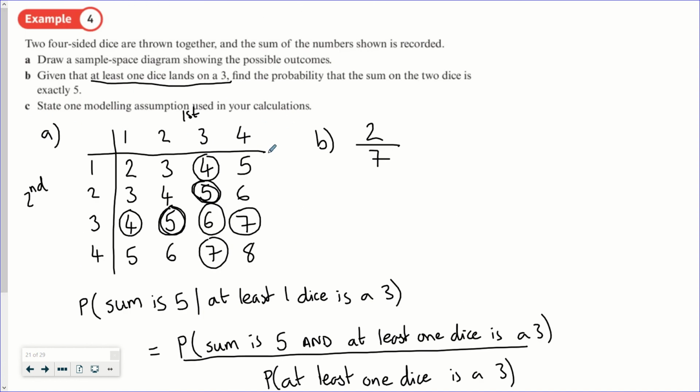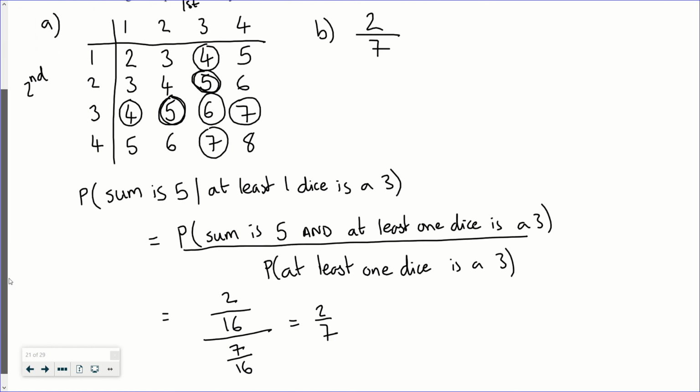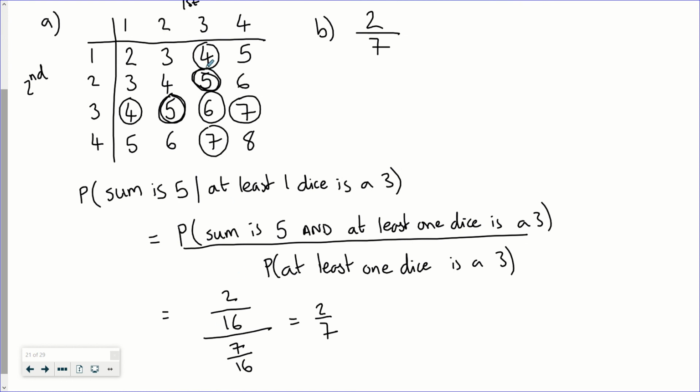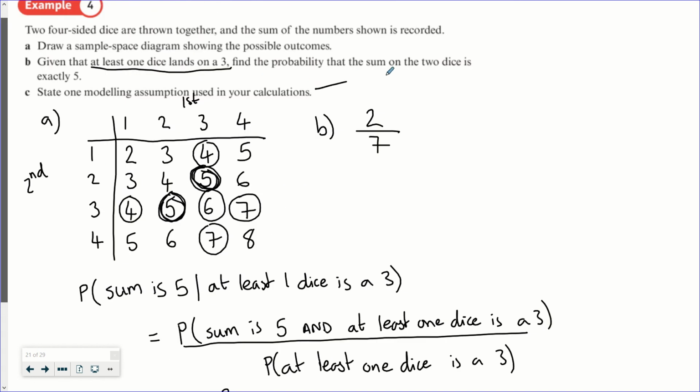And then in part C, it says state one modelling assumption used in your calculation. So we've used the fact that each of these outcomes in the sample space is equally likely. Because, for example, here when we said the probability is 2/16 that we're in this circle or this circle, well, if one of the numbers was more likely, then it wouldn't just be 2/16. So in part C, we've used the fact that the dice are fair, meaning that each number is equally likely.